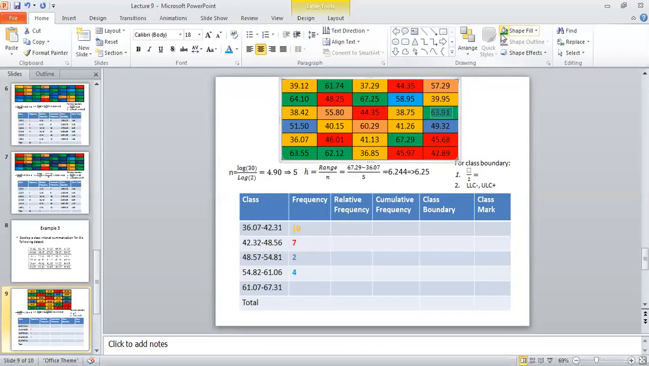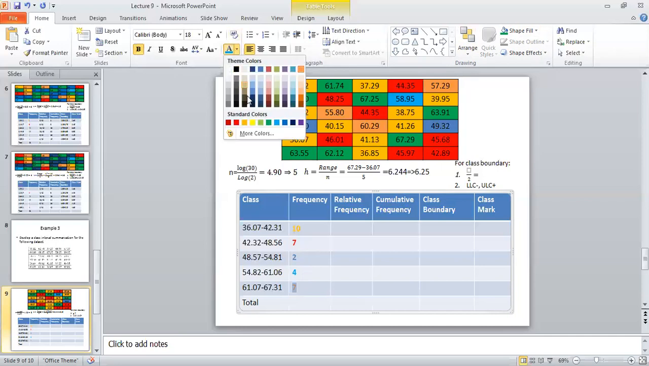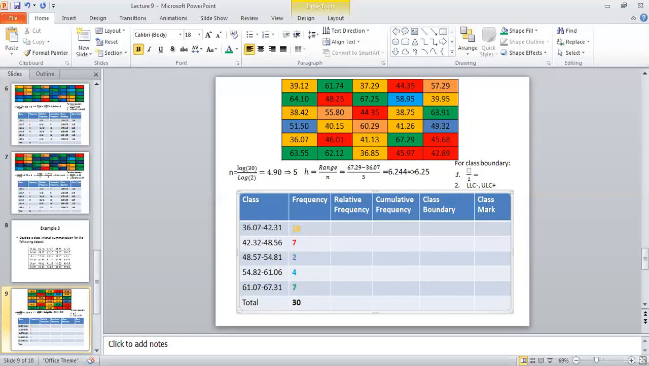All the bricks, all the cells are filled, and in the last interval, the number of cells or the frequency comes out to be 1, 2, 3, 4, 5, 6, 7. So let's see whether we are on the right track. Let's add all the frequencies and see. So it's 10 plus 7 plus 2 plus 4 plus 7, and this comes out to be 30, and this is quite a sensible answer because 30 was the total frequency or the total dataset size as well.